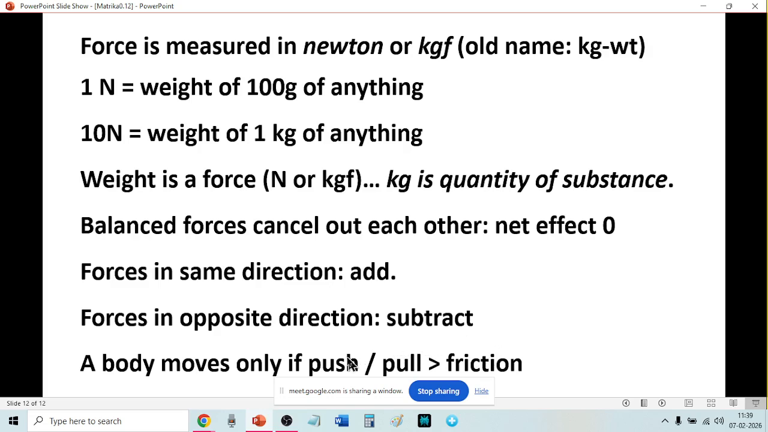The body will move only if there are unbalanced forces. Push or pull is not equal to friction. Pull or push is greater than friction. Only then the body will move. Only unbalanced forces can move the body. Okay? Got it. So that is force.